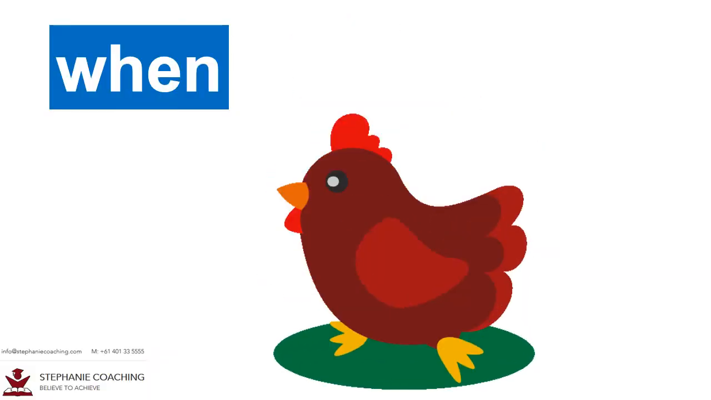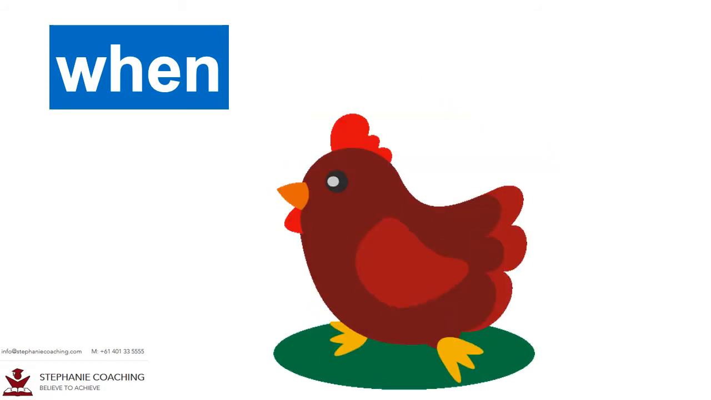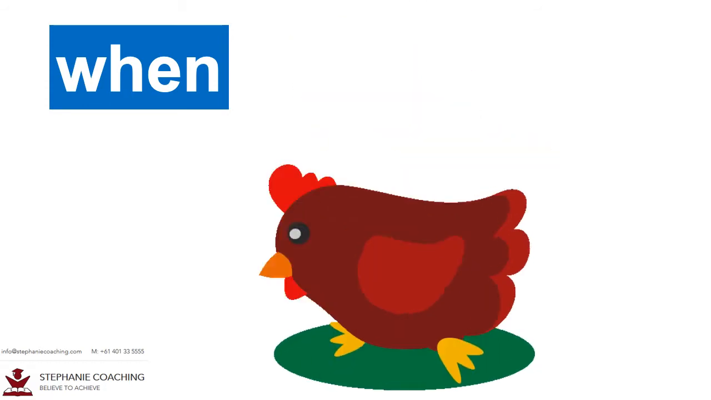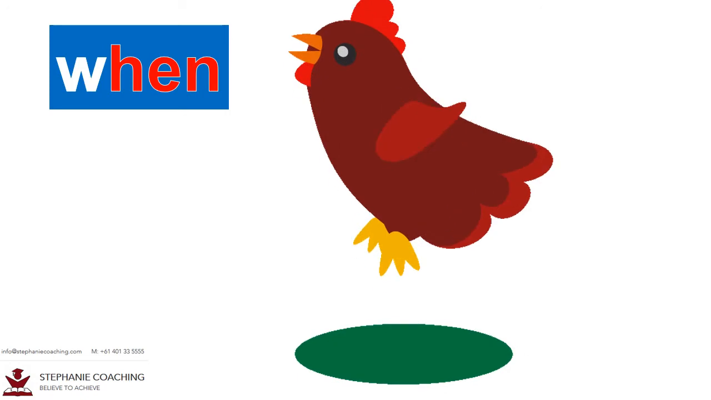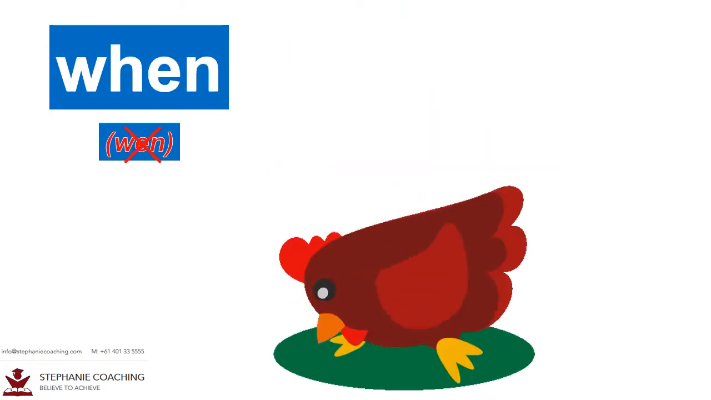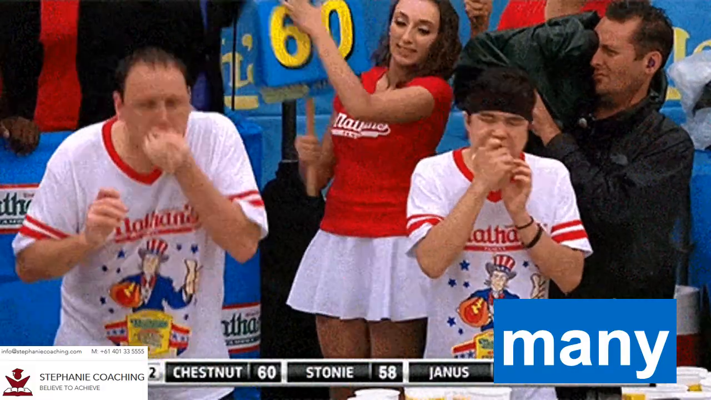Word number 12 is when. When means at what time. For example, when Wacky the hen wakes up, she will cluck non-stop in her pen. W stands for Wacky. Hen rhymes with when. Make sure you don't spell when as W-E-N.